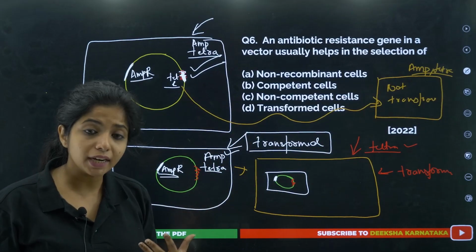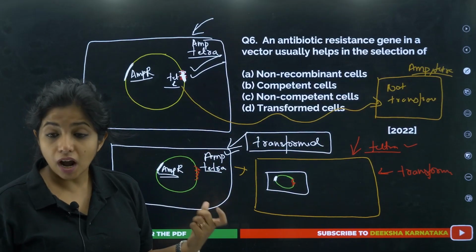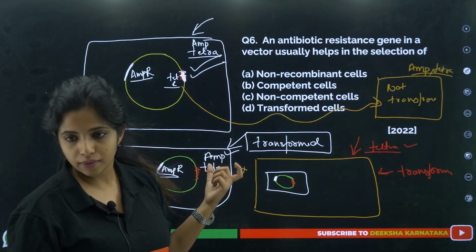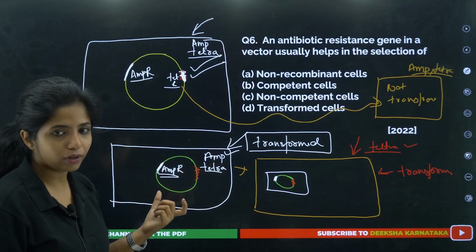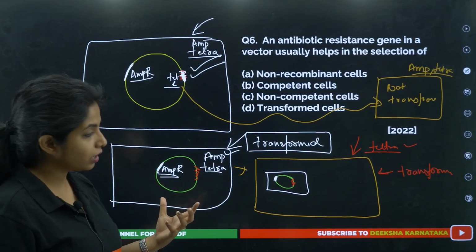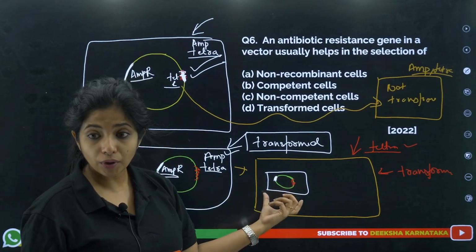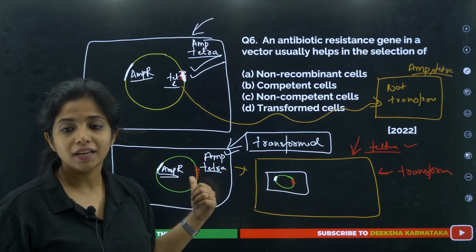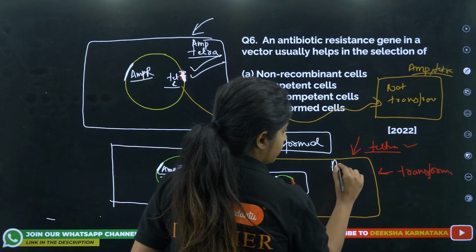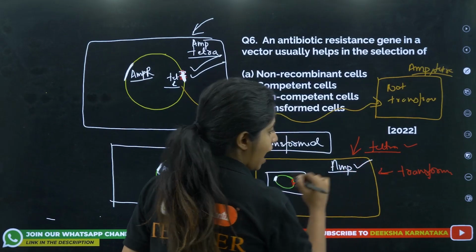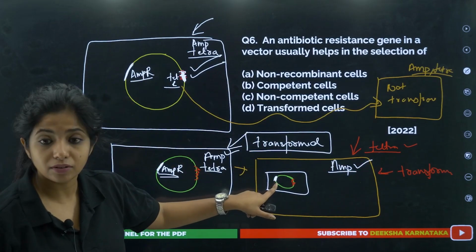So basically, how will I get to know whether they are transformed or not? The transformed one, they will show resistance to some antibiotic. For example, over here the transformed one is showing resistance to what? Ampicillin. It will still grow in ampicillin because it has the ampicillin resistant gene.